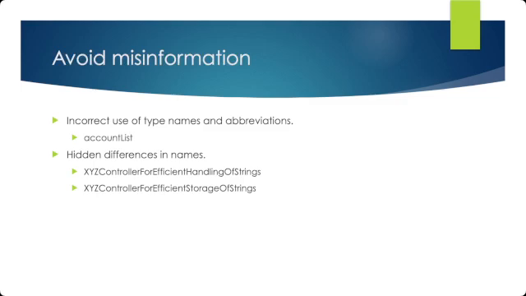Another example is hidden differences in names, using abbreviations that are not clear or are used differently in other places. It's very hard to understand. It's very hard to find the differences, and it's not good. These names are very long, very similar, but they do different things. It's easy to mix them up. This leads to mistakes and wasted time.